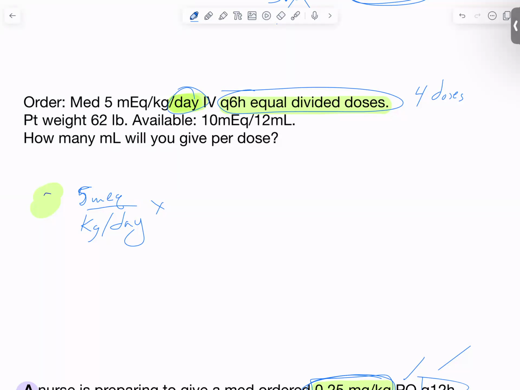So now it's just a matter of setting up what you need. You're solving for milliliters per dose. So let's get rid of the word day first. Every day, the patient's going to get 4 doses.